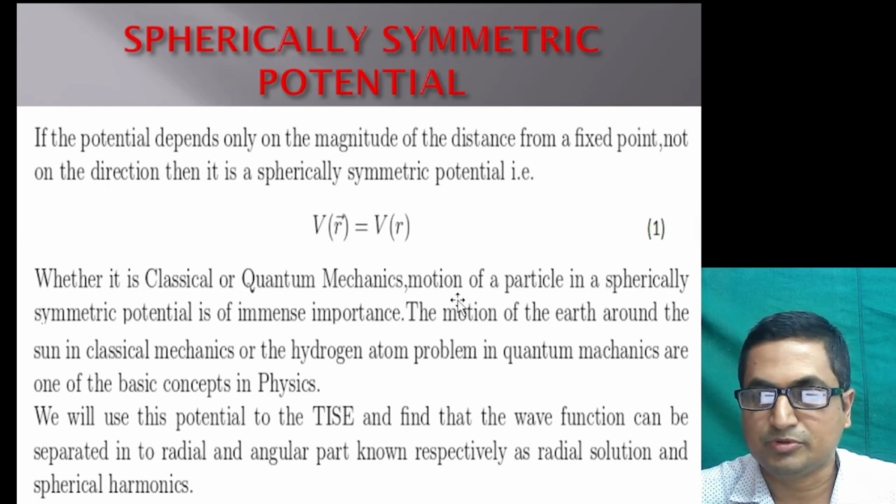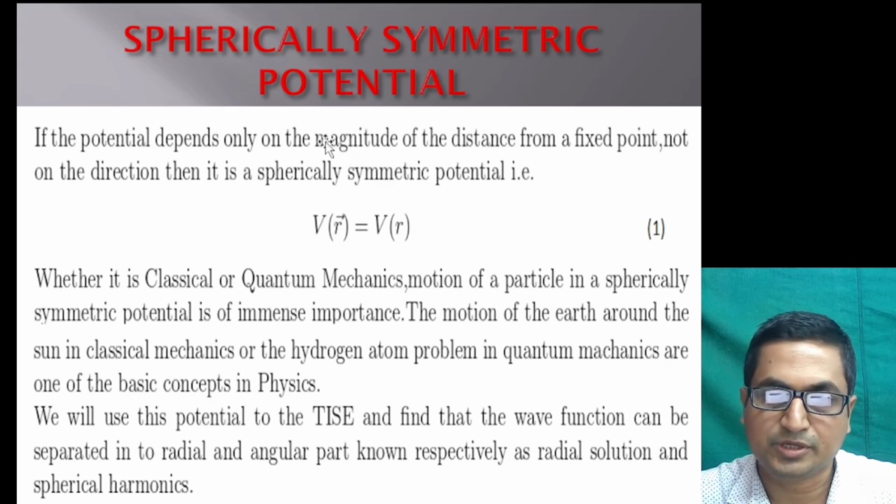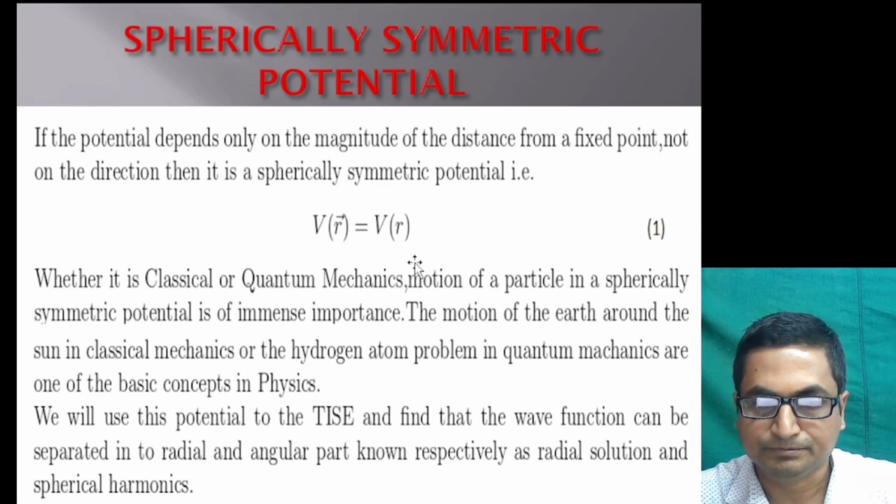So what is a spherically symmetric potential? The answer is that the potential which depends only on the magnitude of the distance from a fixed point is the spherically symmetric potential. It does not depend on the direction of the distance, it only depends on the magnitude of the distance, and that's why it's called spherically symmetric. It's symmetric in all directions, and that's why it is spherically symmetric.